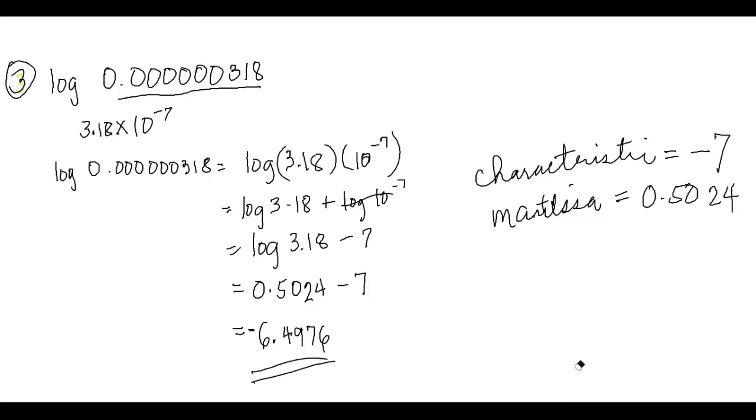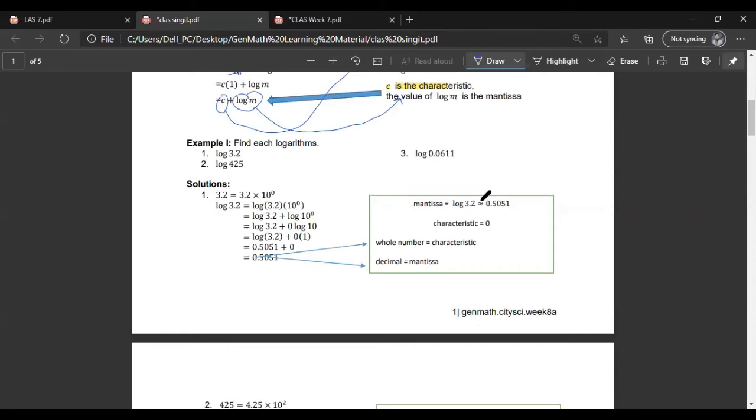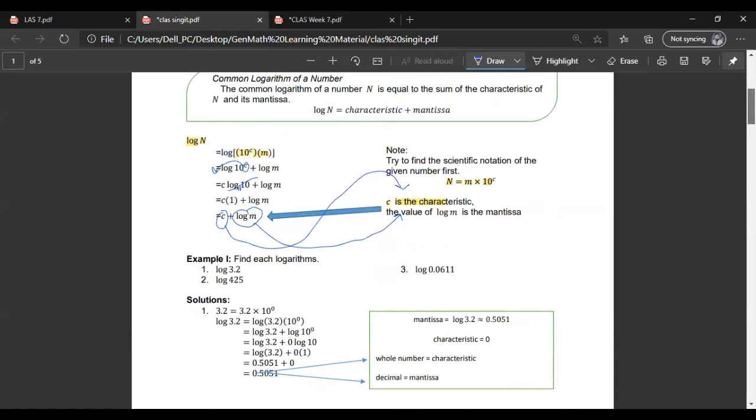Kasi if we are inside the classroom, iproprovide ko kayo ng table of mantisa. Anyway, nasa bahay lang din naman kayo at di ko alam kung gagamit ba kayo ng calculator or table of mantisa. So, hindi ko na lang i-provide yung table of mantisa. So, i-calculate nyo na lang. Pero, dapat alam nyo kung paano siya kunin in the longer way. At least nagamit nyo pa sa scientific notation. May question ba? Wala po.